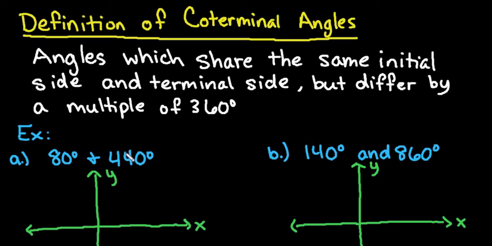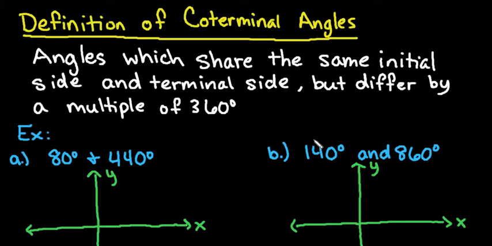Hi, for this video what I want to do is talk with you about the definition of coterminal angles. Coterminal angles are angles which share the same initial side and terminal side, so they start at the same place and end at the same place, but they differ from each other by a multiple of 360 degrees.